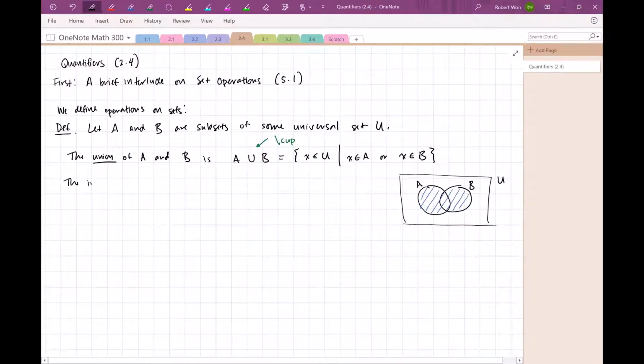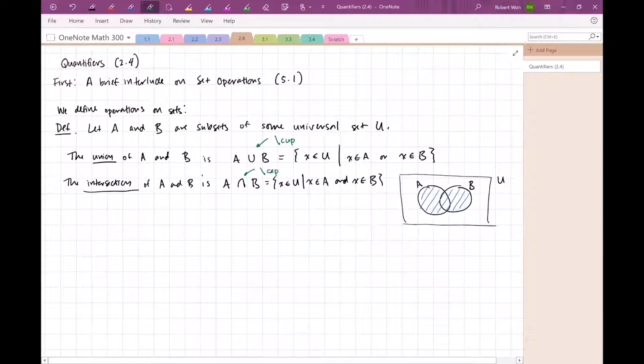So the intersection is the next one. The intersection of A and B, A intersect B, is the set of all x's in U such that x is in A and x is in B. The LaTeX for this is \cap. So the intersection is all of those elements that are in both A and B at the same time. I guess here the blue is A union B. The intersection is everything that's in both A and B at the same time, so just the middle bit. And so the middle bit is A intersect B.